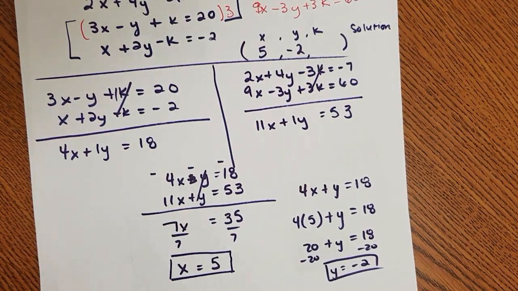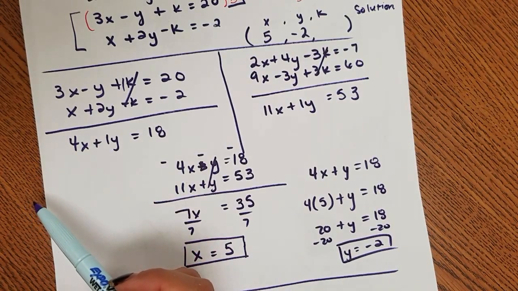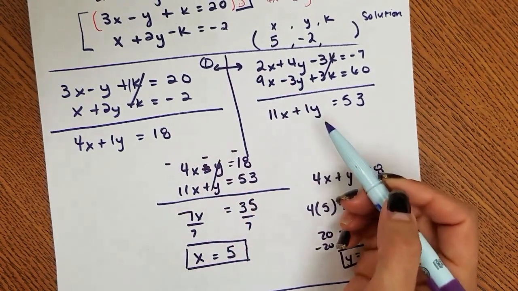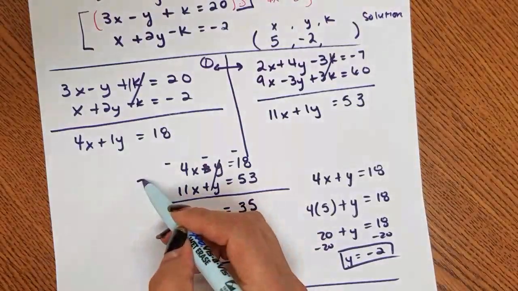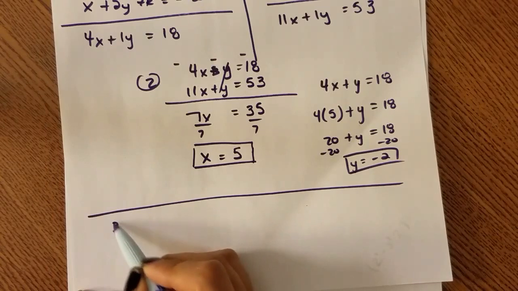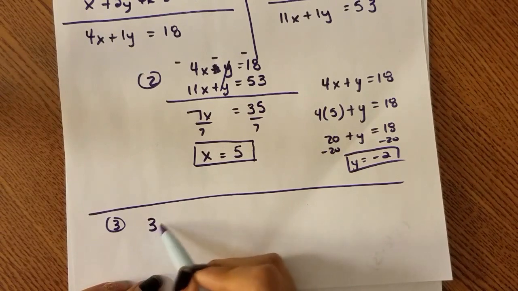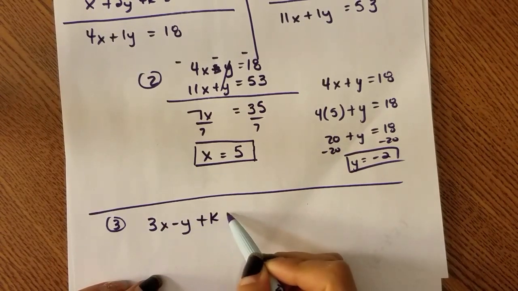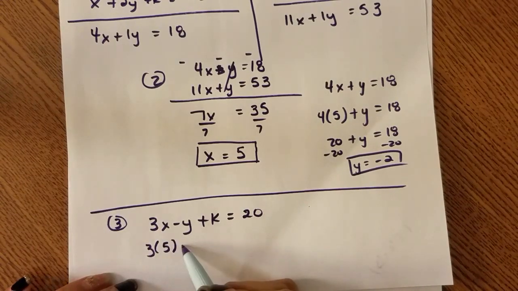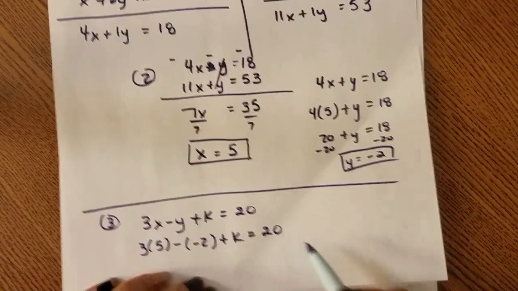So my third step in solving it, okay, this was step 1 right here. So that's step 1. Combining them into a system is step 2. And then my last step, step 3, is going to be to solve for the remaining variable. So I have 3x minus y plus k is equal to 20. 3 times x minus y plus k is equal to 20.